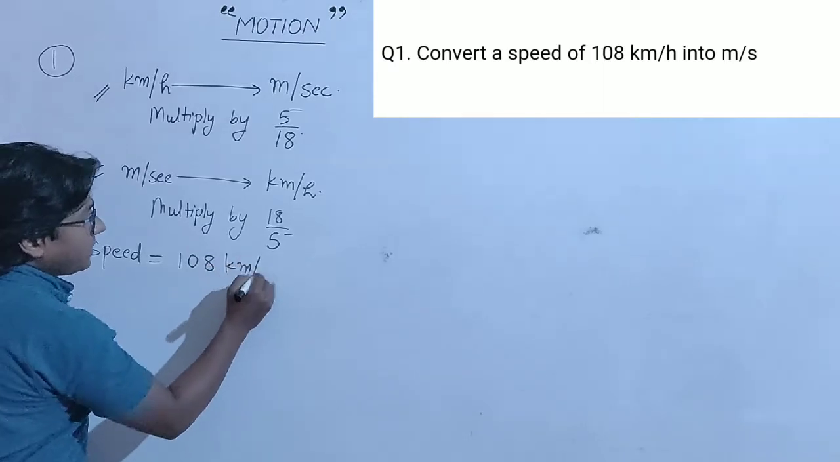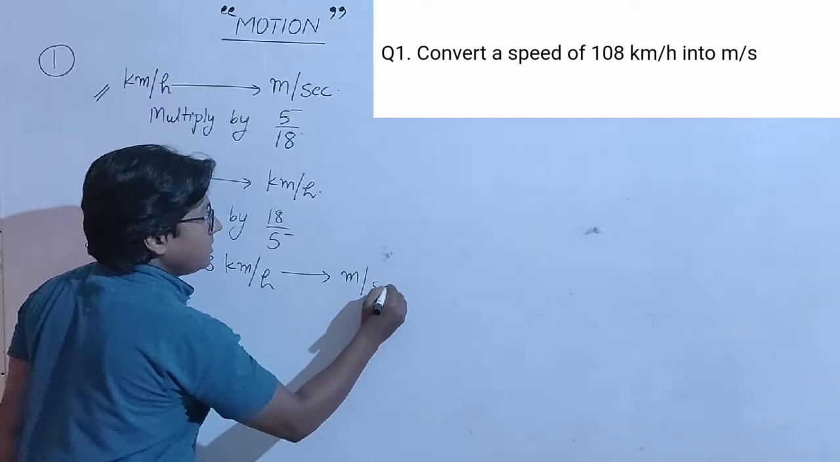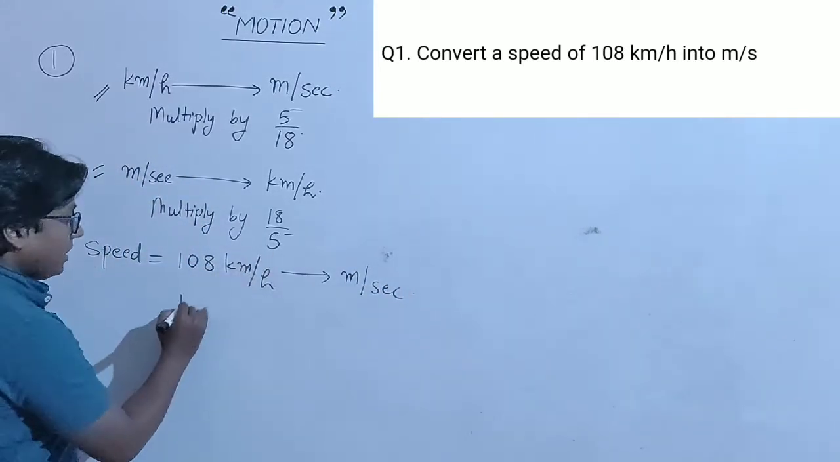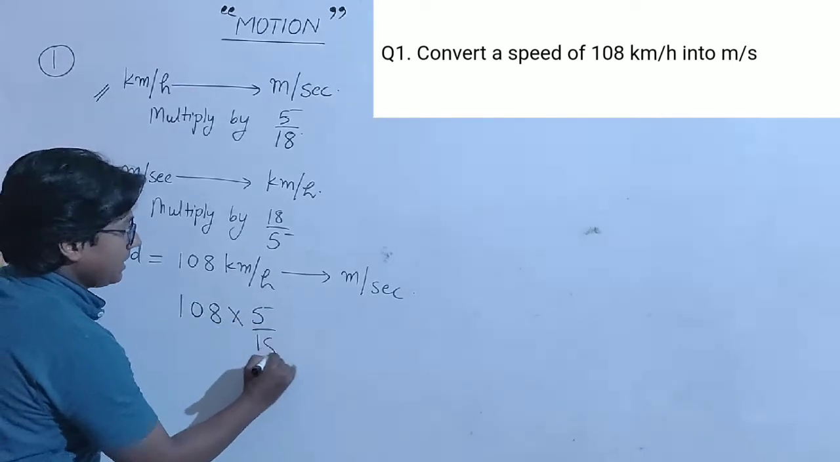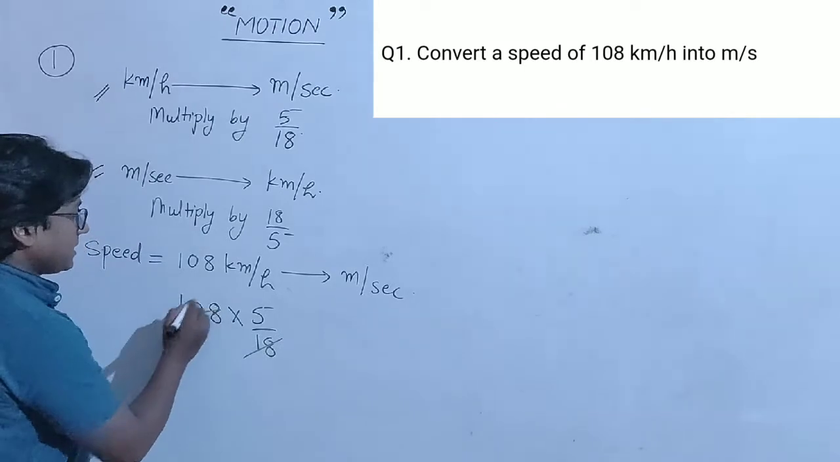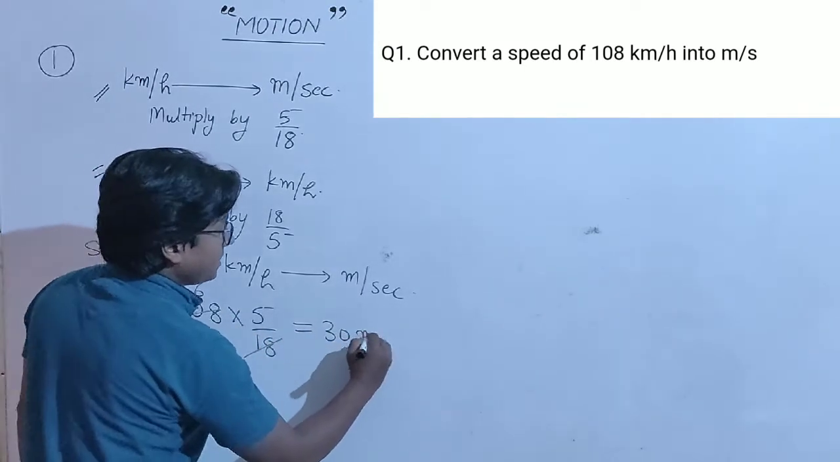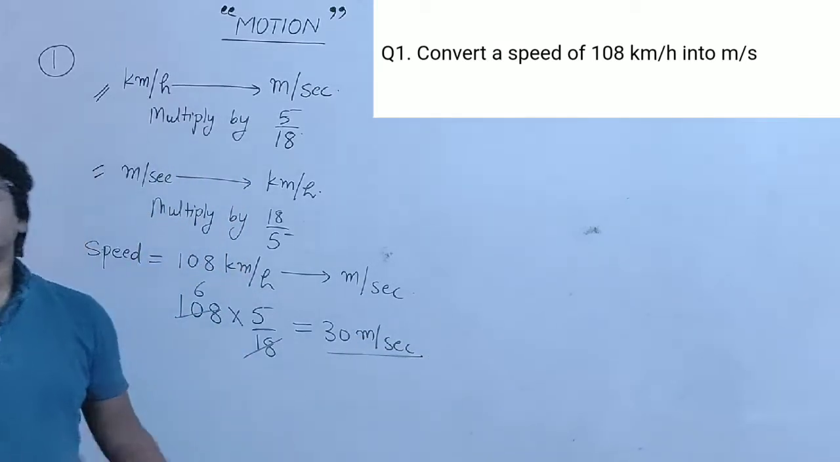So in the given question, speed is 108 kilometer per hour, and it is asking to change it into meter per second. So what we have to do? Simply we have to multiply 108 into 5 by 18. When you cut 18, 6 times, and 6 5s are 30 meter per second. So this is your answer.